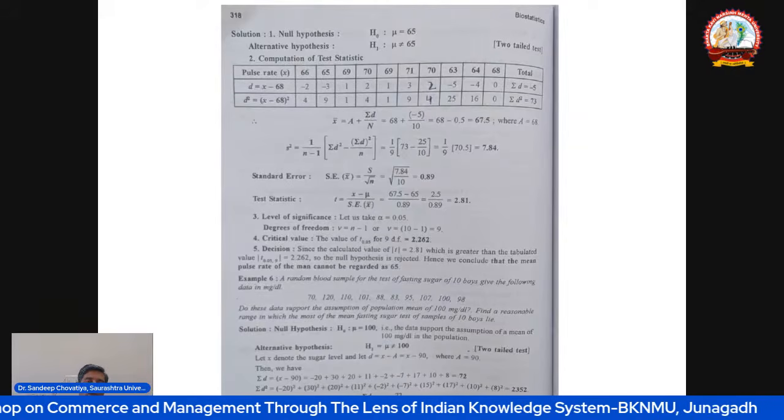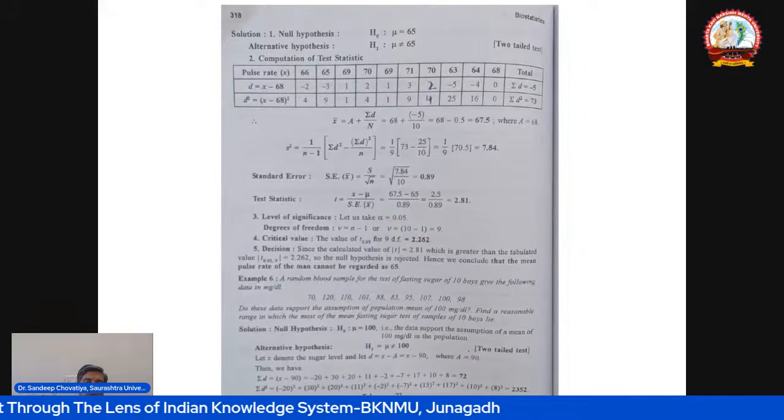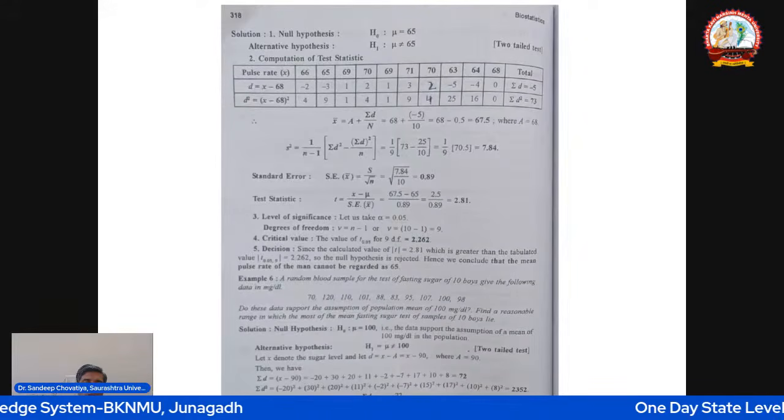So now the level of significance, let us take alpha is equal to 0.05. The degree of freedom is n minus 1.